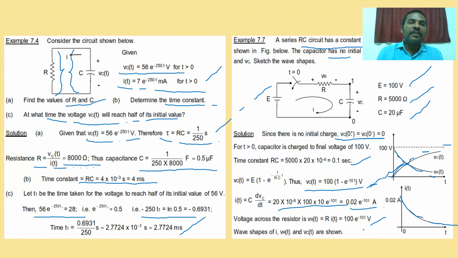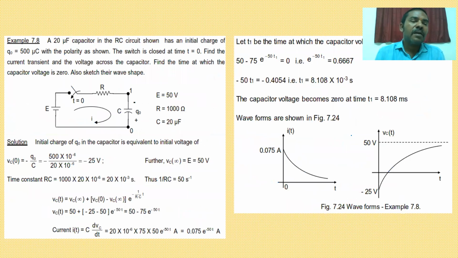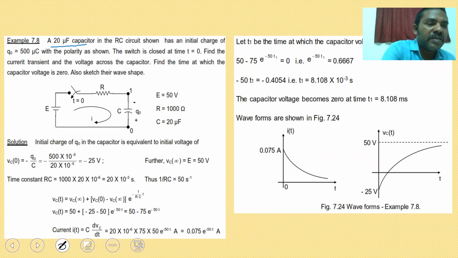So then coming to one more example. An RC series circuit, capacitance value they are given 20 microfarads. Initially the capacitor is charged with 500 microcoulomb. The switch will be closed at t is equal to 0. Find the current transient, voltage drop across the capacitor, and also the time at which the voltage is 0.